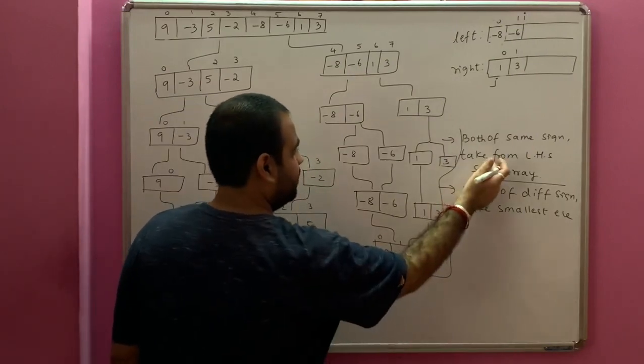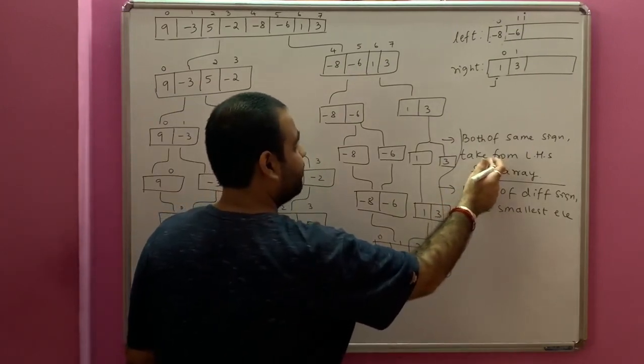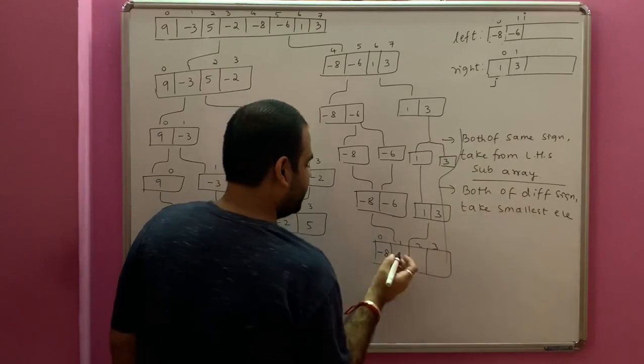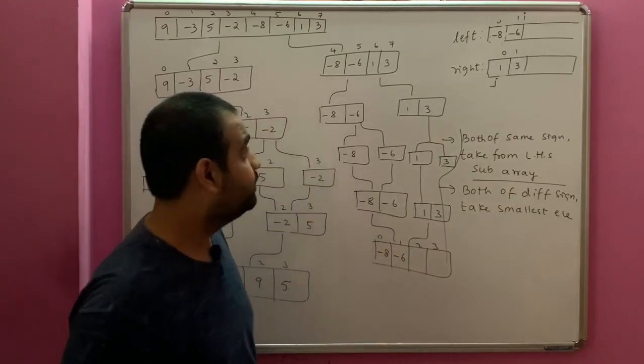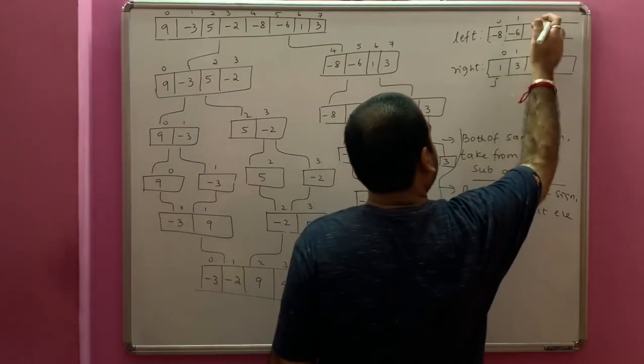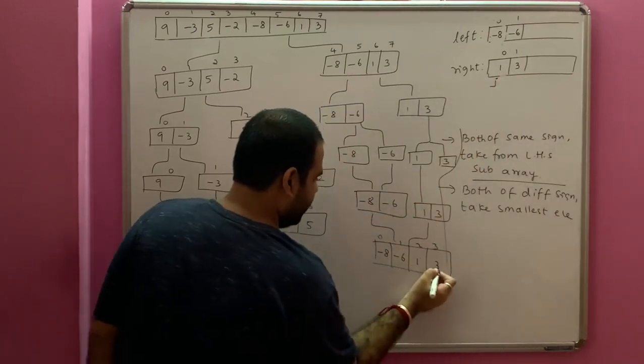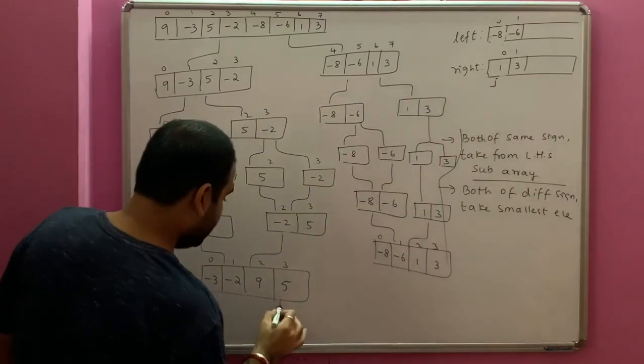Next, here, are both of the same sign? No, both are of different sign. Take the minimum element, which is -6. Again, I plus plus. Now, I reaches the end, whatever is there over here, you copy it, 1 and 3. Now you have to merge these two.